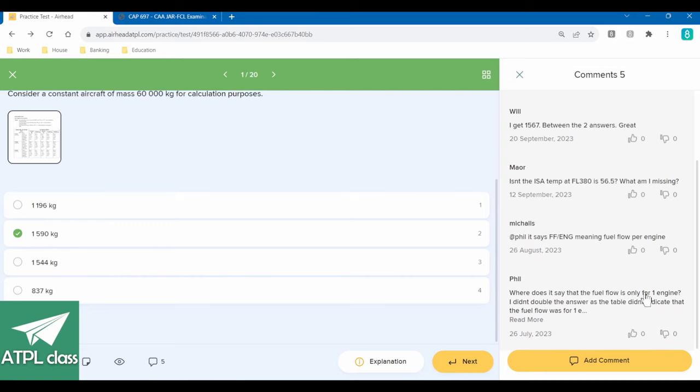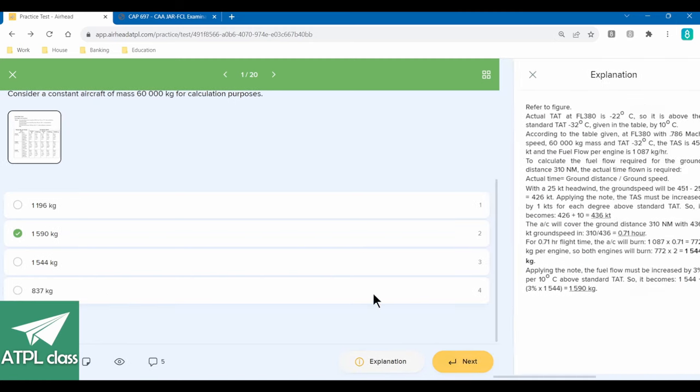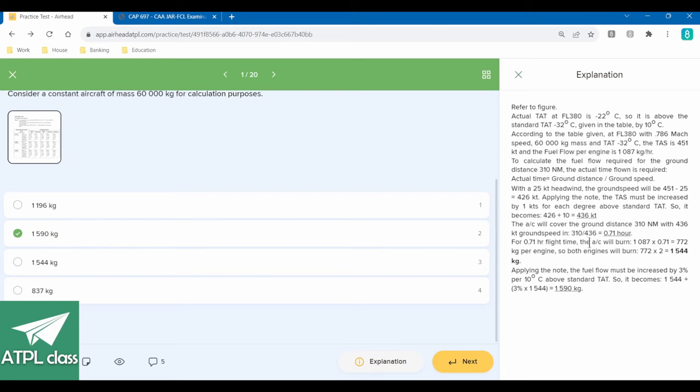So, where does it say that the fuel flow is only for one engine? One student says, I didn't double the answer, as the table didn't indicate that the fuel flow was one engine only. And then the person above says it's fuel flow per engine, meaning fuel flow per engine. So a little bit of confusion and a clarification from a fellow student, a fellow aspiring pilot, which is quite good. And then you've got the explanations, which are done by professionals at the Airhead ATPL office.